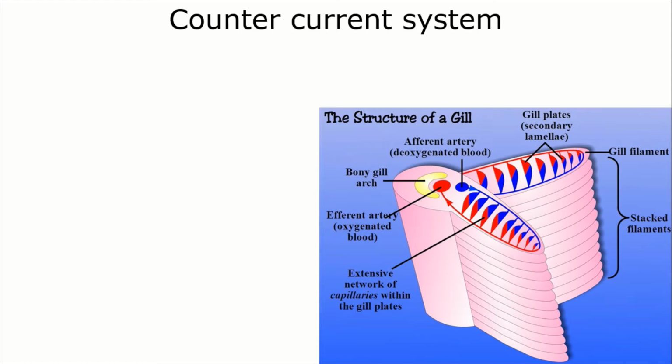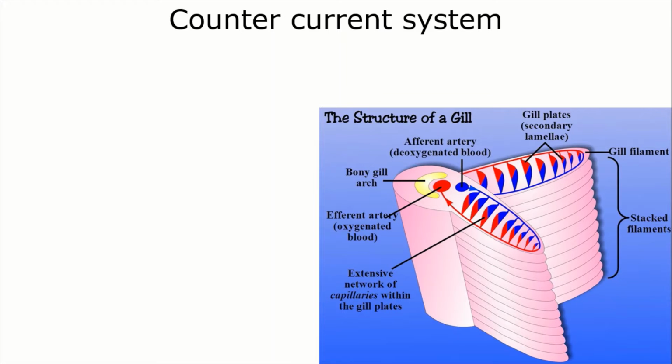So on the right hand side of the screen, you can see that we've got a diagram showing the structure of a gill. So this gill is essentially this bony gill arch, which is supported by cartilage on the outside. And you can see almost these fan-shaped or wing-shaped structures sticking out of the edge. And these are called gill filaments. And they're stacked on top of each other to form this stacked filament structure. And these gill filaments essentially provide a larger surface area.